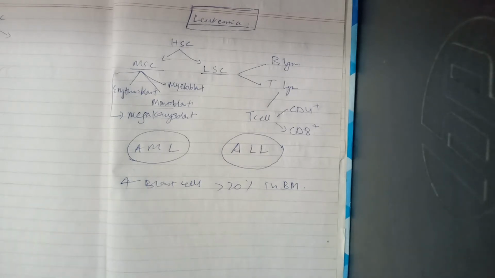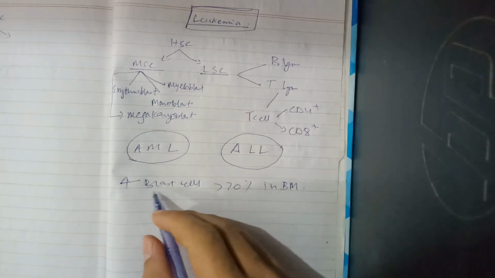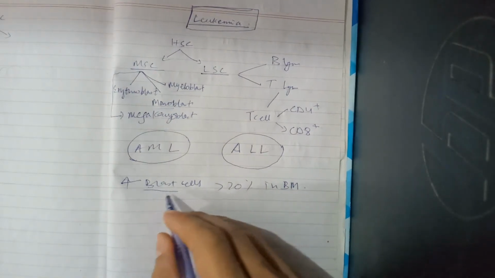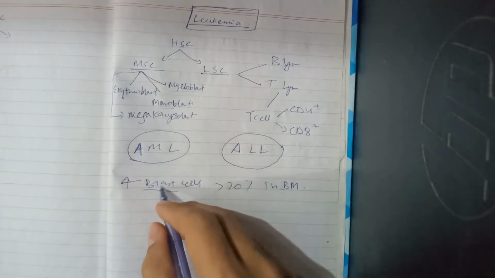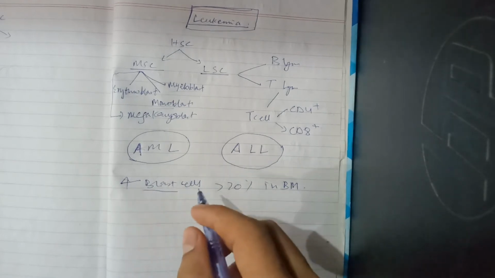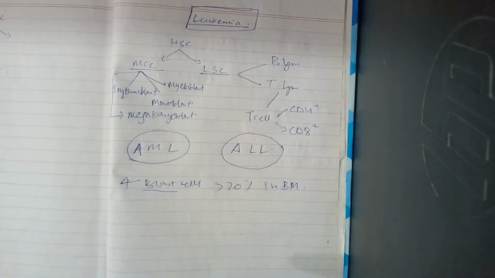So what is acute leukemia? Acute leukemia is nothing but a neoplastic proliferation of the blasts, where the blast cells are greater than 20% in the bone marrow. Then we classify it as acute leukemia. Remember this word, that it is of the blast cell. The acute one is the blast one, and the chronic one will be the mature lymphocytes.